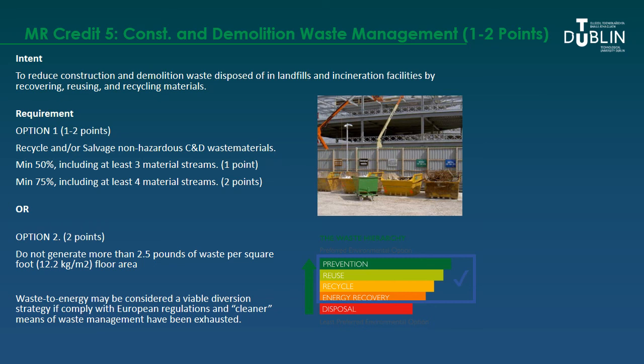Another option is that you just don't generate more than 2.5 pounds of waste per square foot. So that's 12.2 kilograms per square metre of floor area. And again, waste to energy can be considered viable if it complies with certain regulations that are again given in the manual. So if other cleaner means of managing the waste have been exhausted first, and you've got no other option, you can't meet the requirements without doing that, then it can be a viable way to gain the credits.